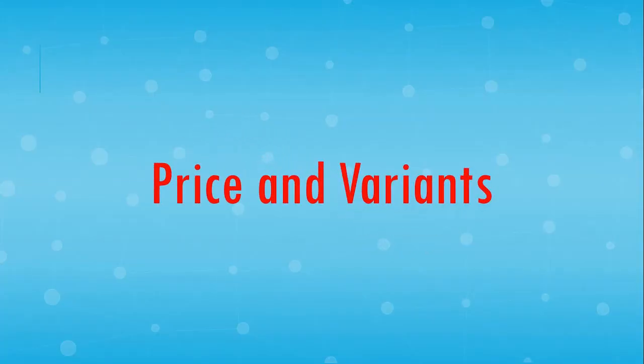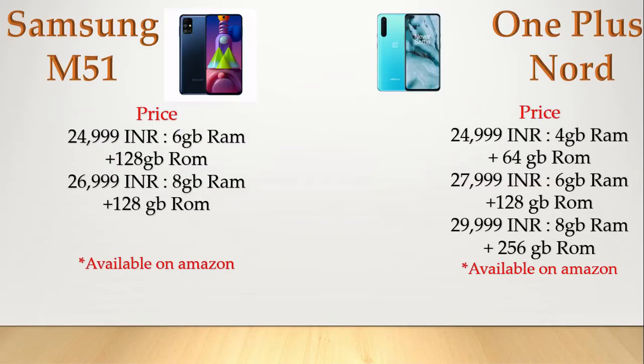Price and variants. So let's talk about the most important aspect, the price. So Samsung M51 has two variants of 25,000 and 27,000. The 25,000 model has 6GB RAM and 128GB ROM, whereas the 27,000 model has 8GB RAM and 128GB ROM.